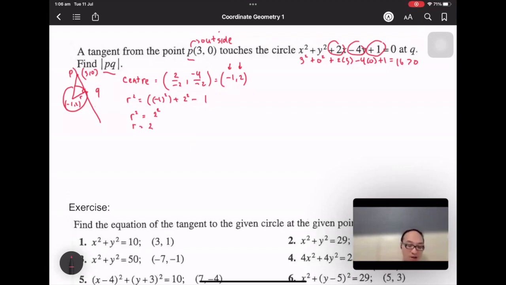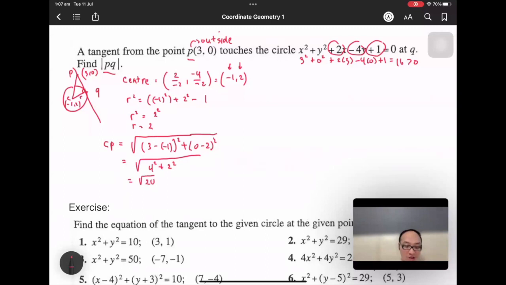Now, find distance center and P. So center C and P. Distance CP is square root of delta x square. So 3 minus negative 1 square plus 0 minus 2 square. So equals to square root of 4 square plus 2 square equals to square root of 20.